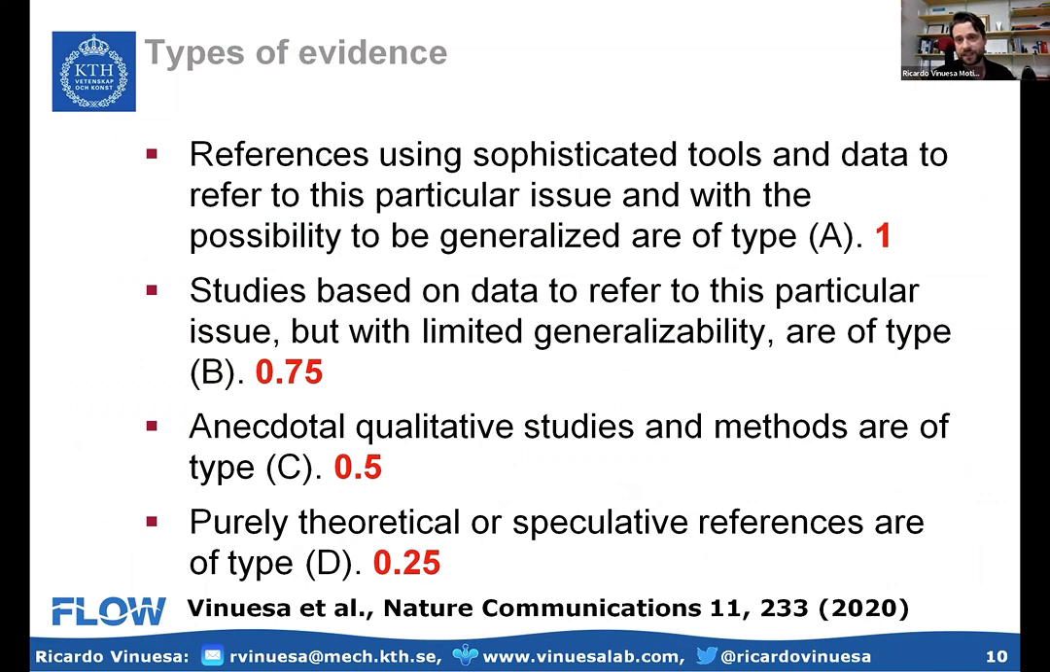And to do that, we classified all the references that we found into four different categories. The A type of references were the ones based on the most reproducible and robust methods, which have a weighting factor of 1, going all the way down to the D type of references with a weighting factor of 0.25, which are the more speculative and perhaps less easy to generalize references.